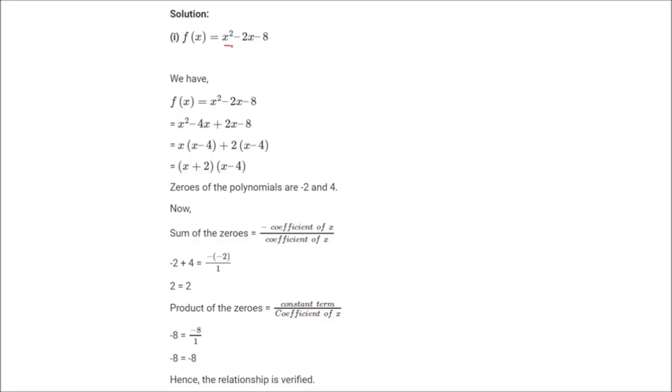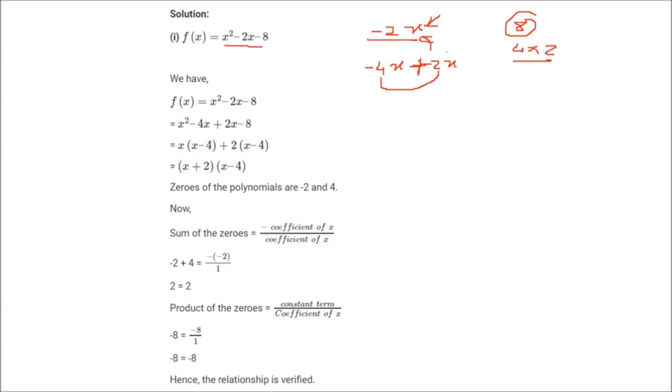x square minus 2x minus 8. Now I have to take the middle term 2x and the last term 8. This minus 2x has to be obtained from this 8. How? 4 into 2 is 8. So I have to get a minus 2x: minus 4x plus 2x is minus 2x. And this 4 and 2 give you 8. That is how we have chosen this.